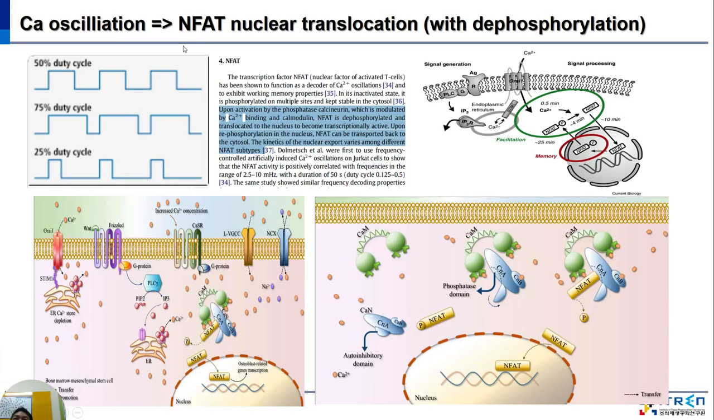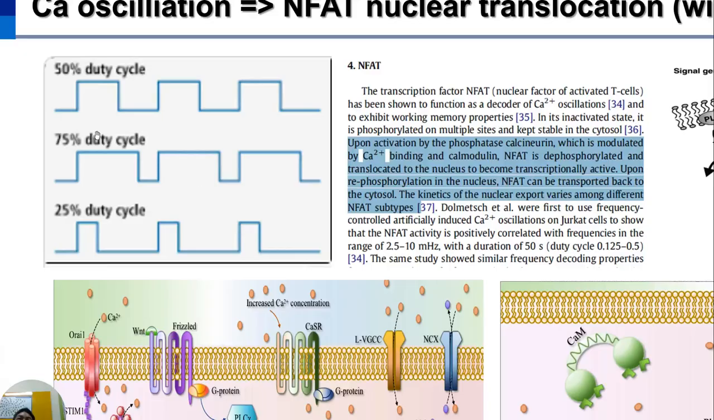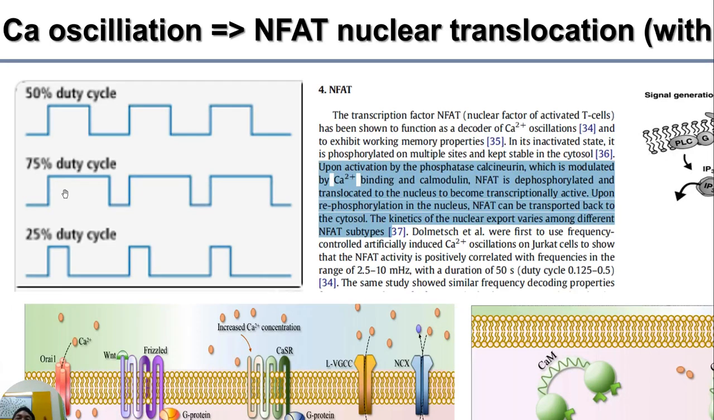Okay, for understanding that, this is one example. Let's say this is a 50% duty. Duty means, let's say from this to this is one cycle, 50% up, 50% down is 50% duty; 75% up, 25% down is 75% duty; 25% up is 25% duty, right? So this is one thing you can remember. And when you think about calcium oscillation, we can also think about duty cycle, frequency, and amplitude. Many things we can think about, right?